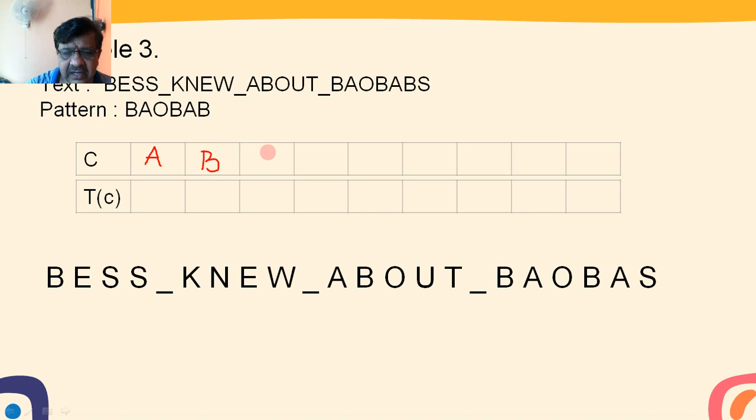So for A, it is 1, because this is the last character that matches and this is the gap exactly. So it is 6 minus 5, that is 1. As far as B is concerned, this is the rightmost B. Therefore, it is 6 minus 4, that is 2. B will be 2. All the other characters are 6.